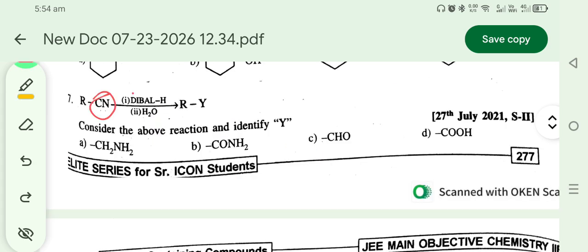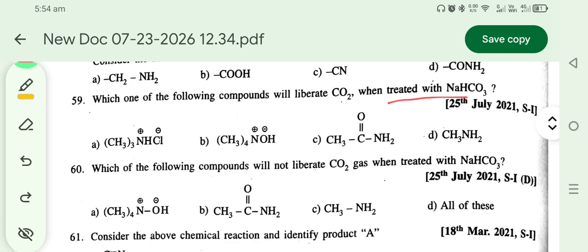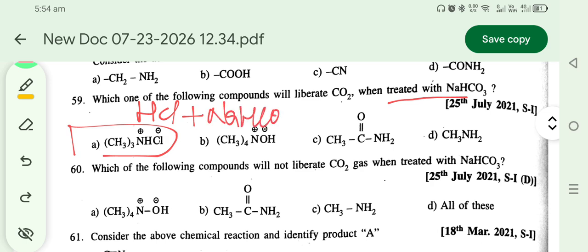Alkyl cyanide with DIBAL is converted to aldehyde, cyanide to aldehyde part. When reacting with NaHCO3, the compound A on hydrolysis produces acid. It liberates carbon dioxide by the combination with NaHCO3. It produces carbon dioxide. A is the correct one.